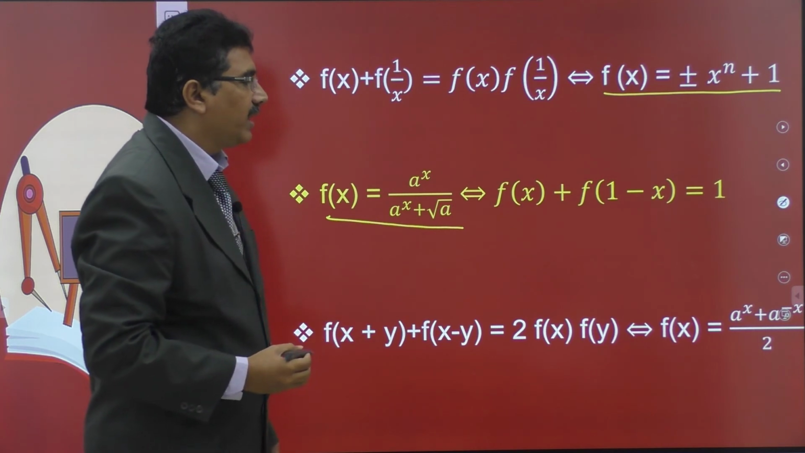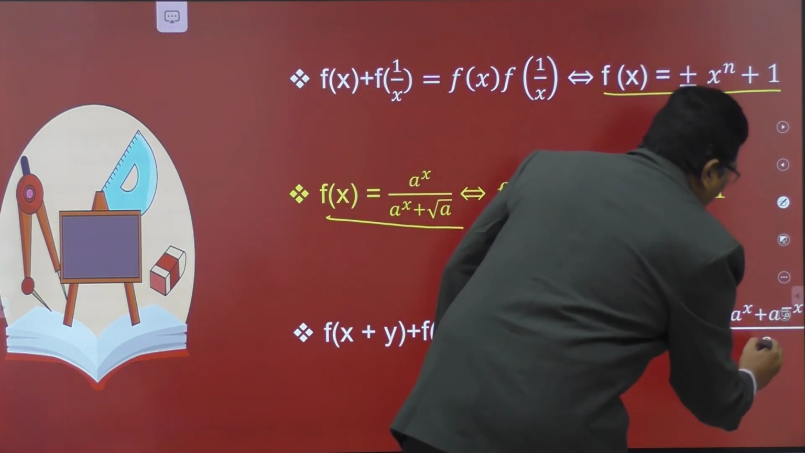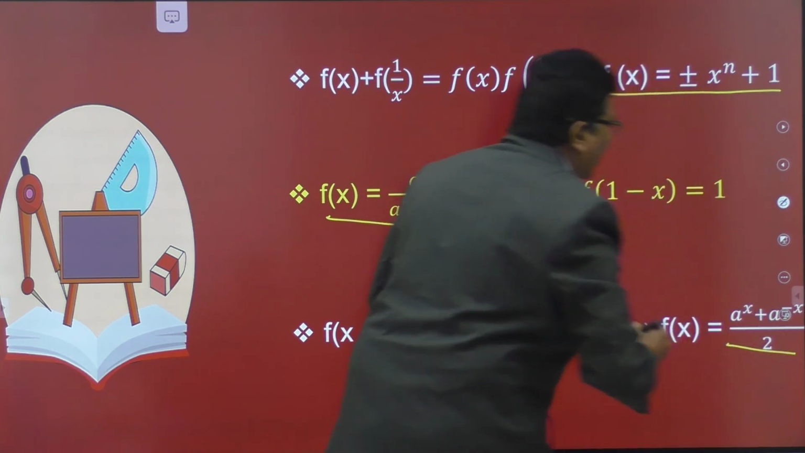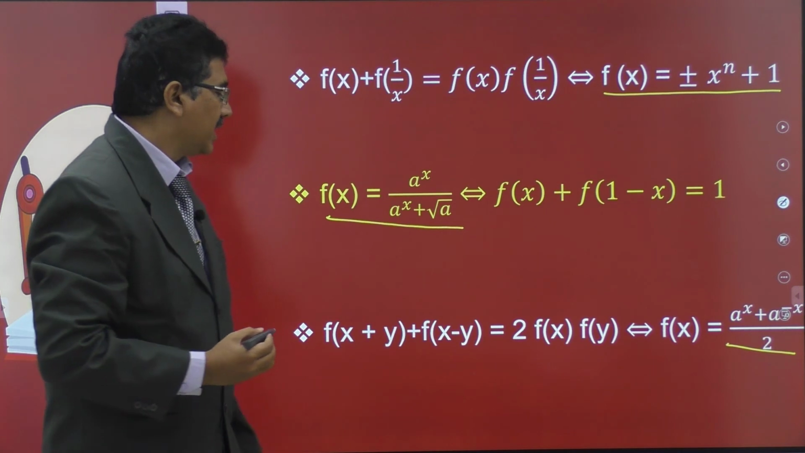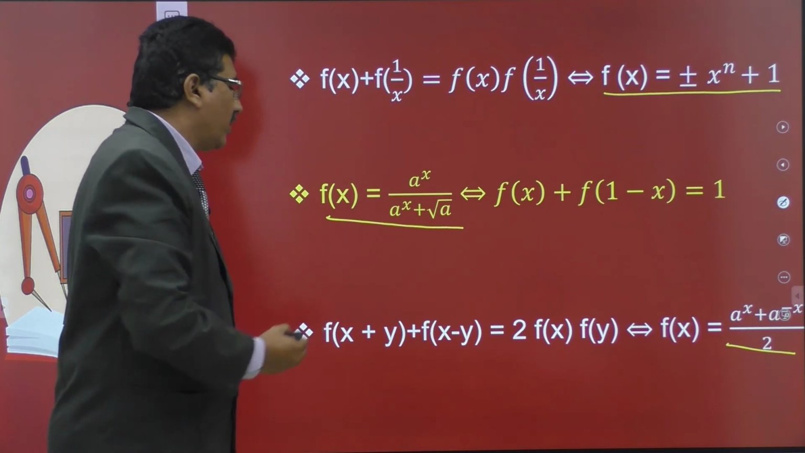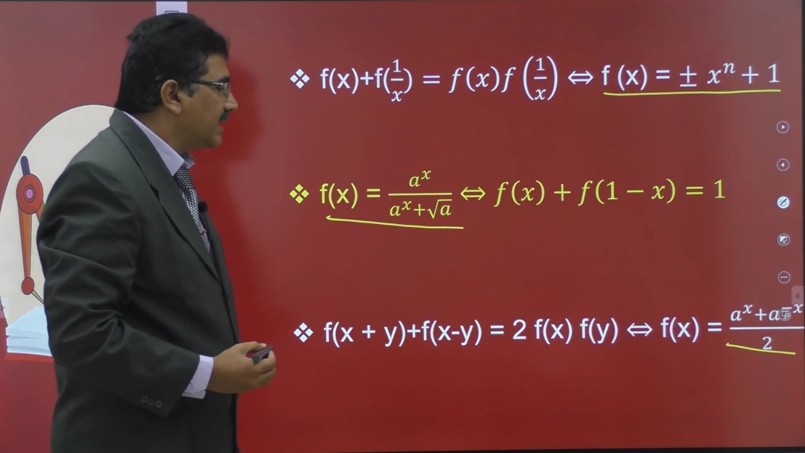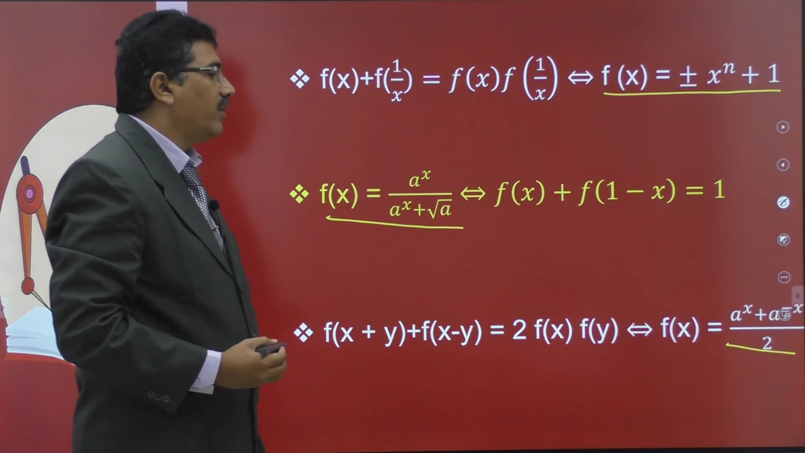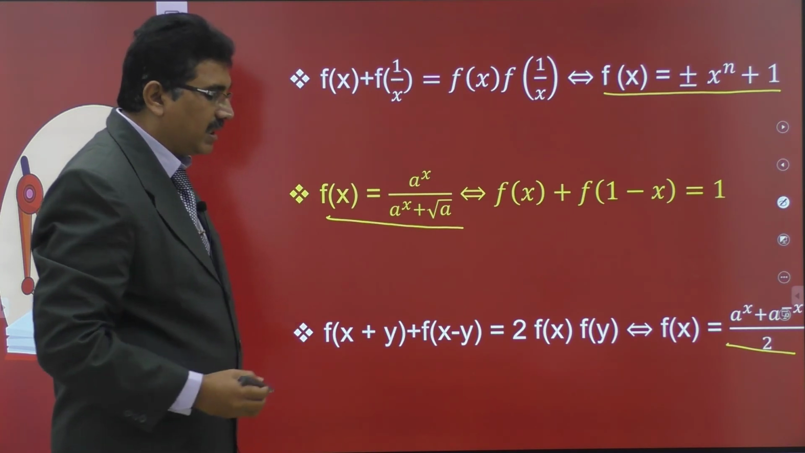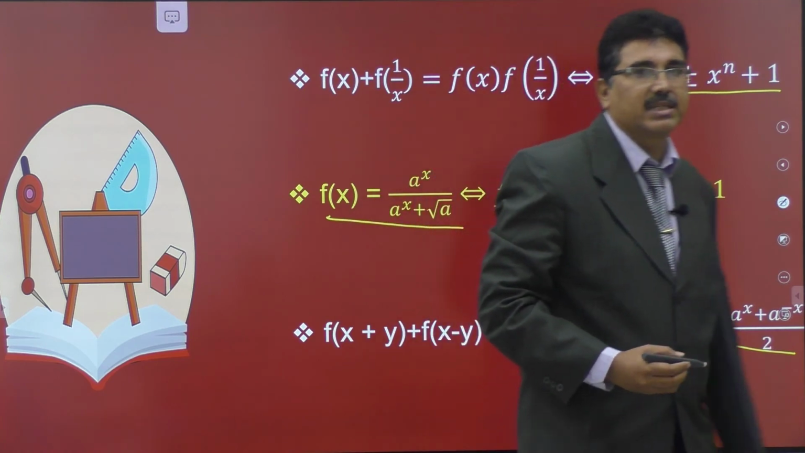Now, f of x is of the form a power x plus a power minus x, divided by 2. Then it satisfies the equation f of x plus y plus f of x minus y is equal to 2 times f of x into f of y. These are some standard functional equations. Right?